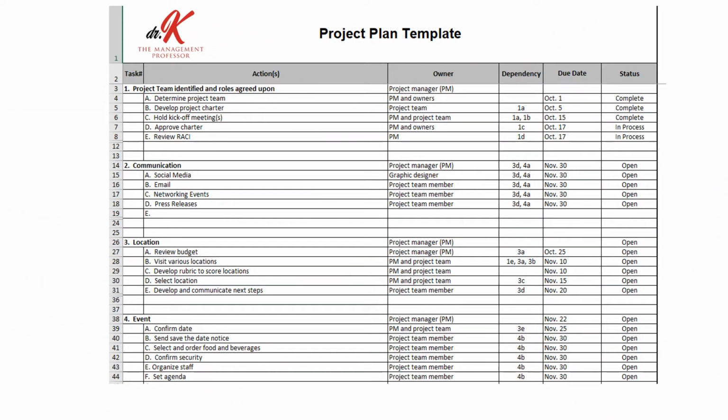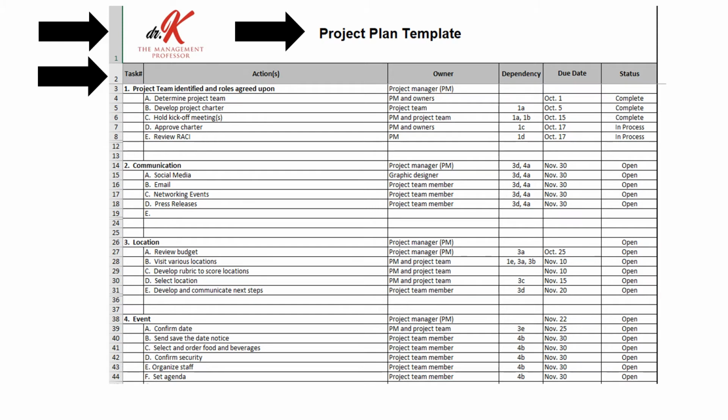Let's start at the top. I would title the project plan according to the name of the project. If you can include a logo, I think it looks a little more professional. The next line lists the headers. The major tasks are numbered and titled, then subtasks or actions are lettered.